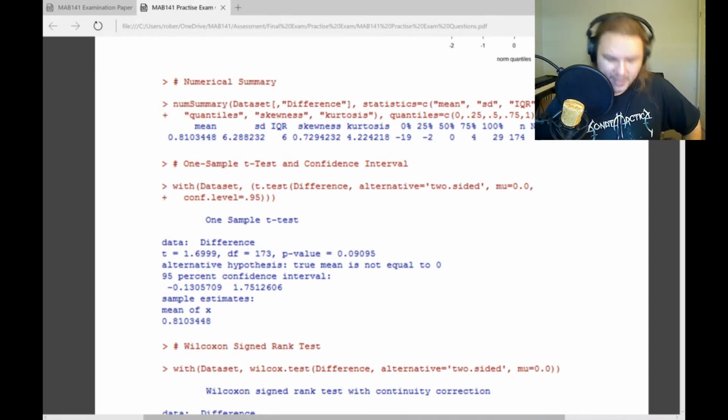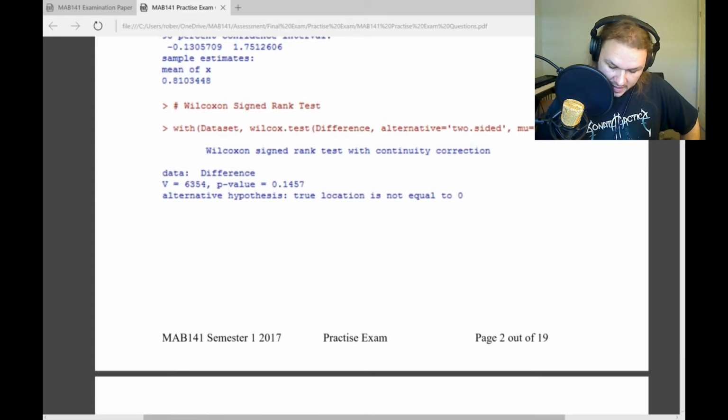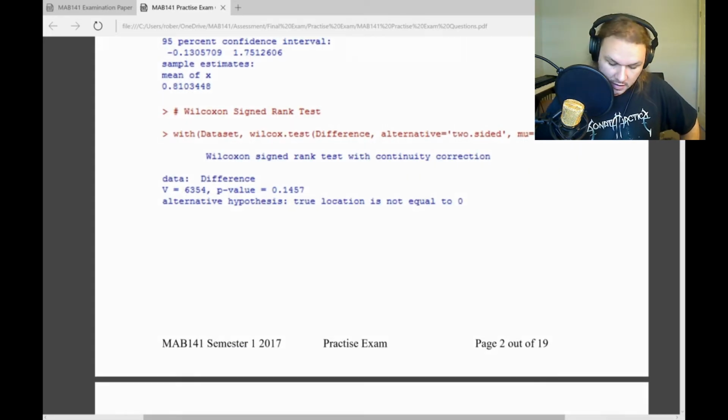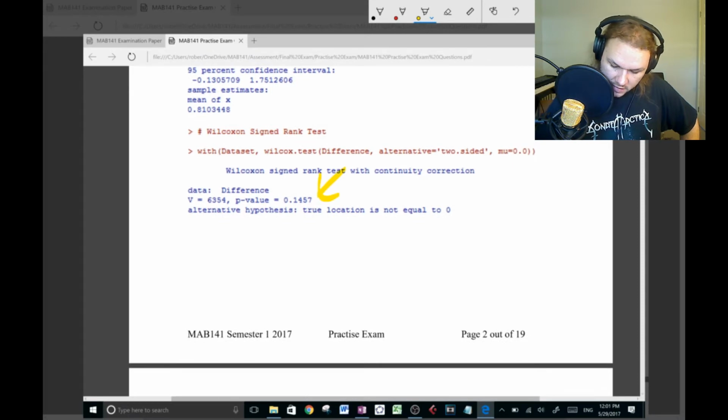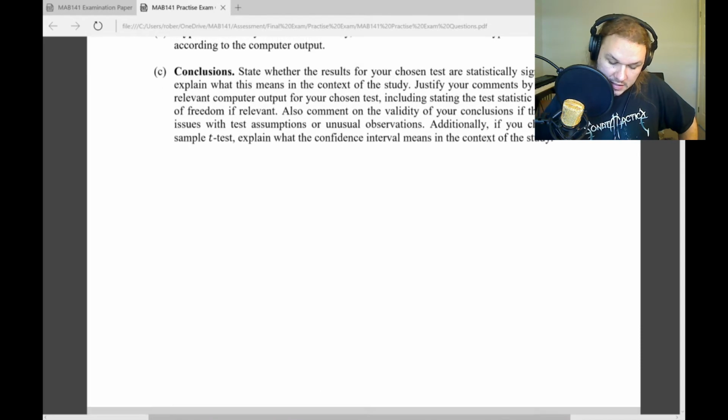So even then, it's not really very strong. If you're going for the Wilcoxon-Stein rank test, you can see that the p-value is actually well over 10%, so you don't have any evidence there. But before I get to that, I should talk about what the hypotheses are.